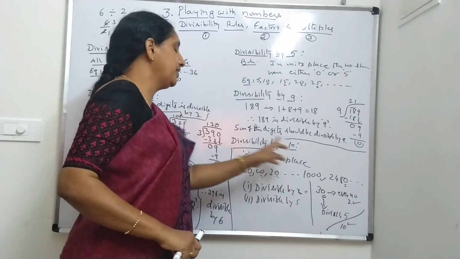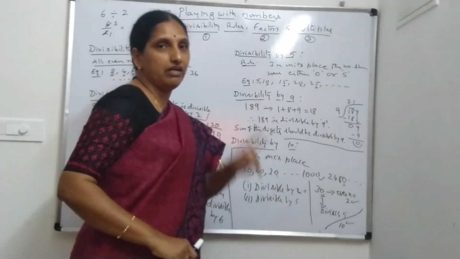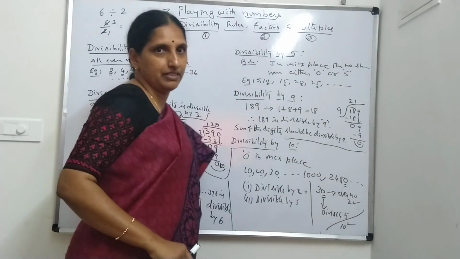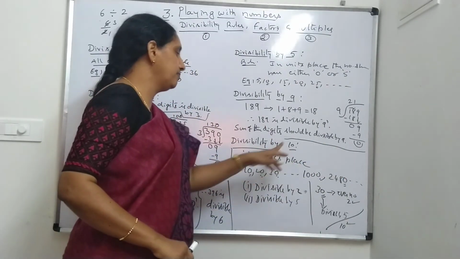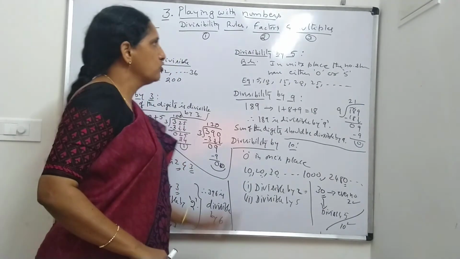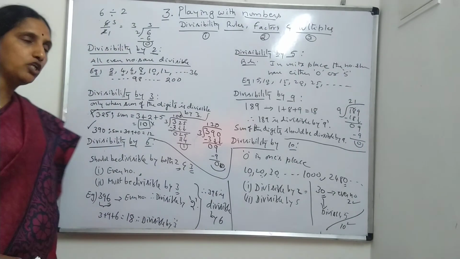Right. So, now divisibility by 10. In the units place, you should have 0. Thus 10, 20, 30. These are the examples. Also, whenever a number is divisible by 10, it is divisible by 2 as well as by 5. So, these are the divisibility rules.